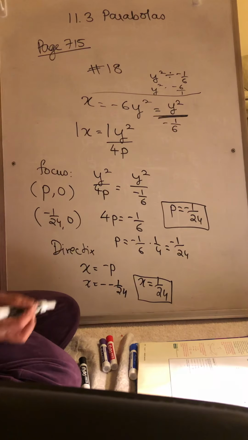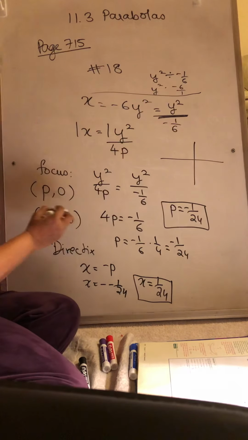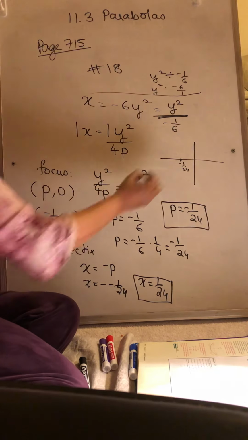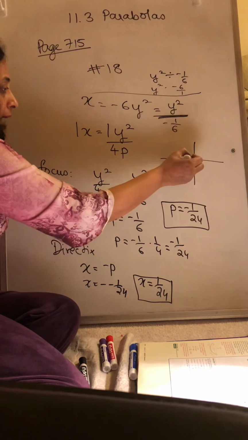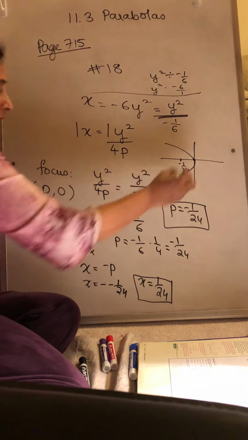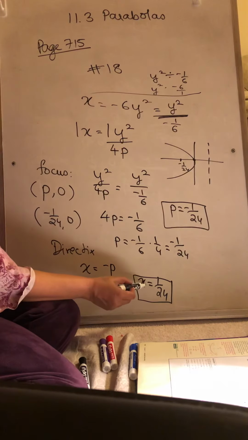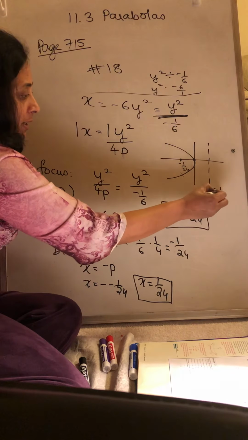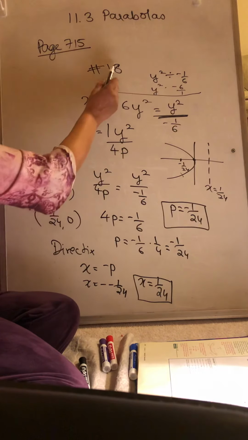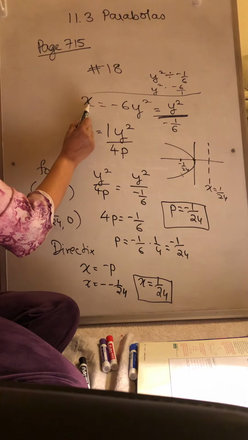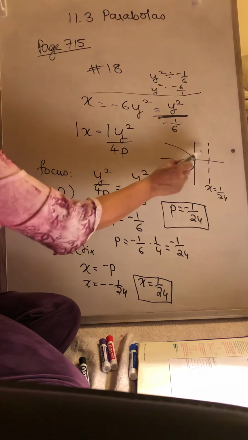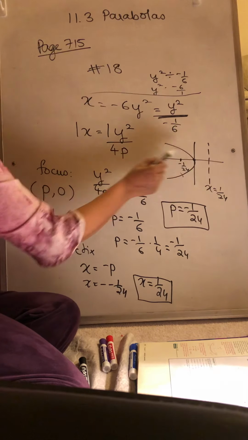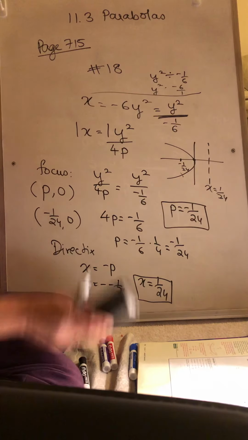Let me see if this makes sense. My focus, I said, is negative 1/24. So it's here. The vertex is always here, right? So it has to be this one. The directrix is x equals, which means it's a vertical line. It's positive, which means it's on this side. Does that make sense? Yes, x is linear, y is quadratic. So it's facing left or right. But this happens to be negative, which means it's opening left.